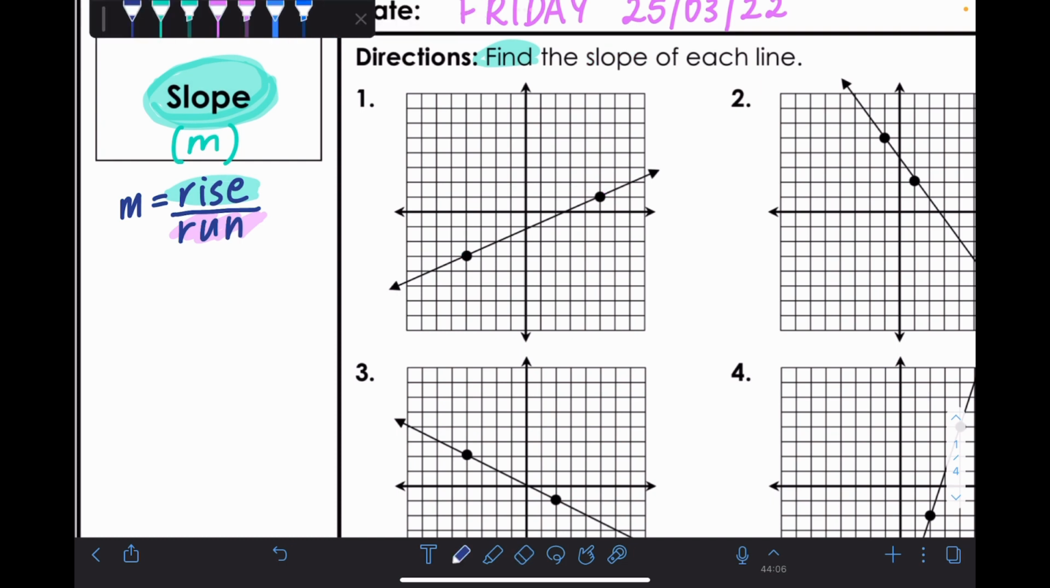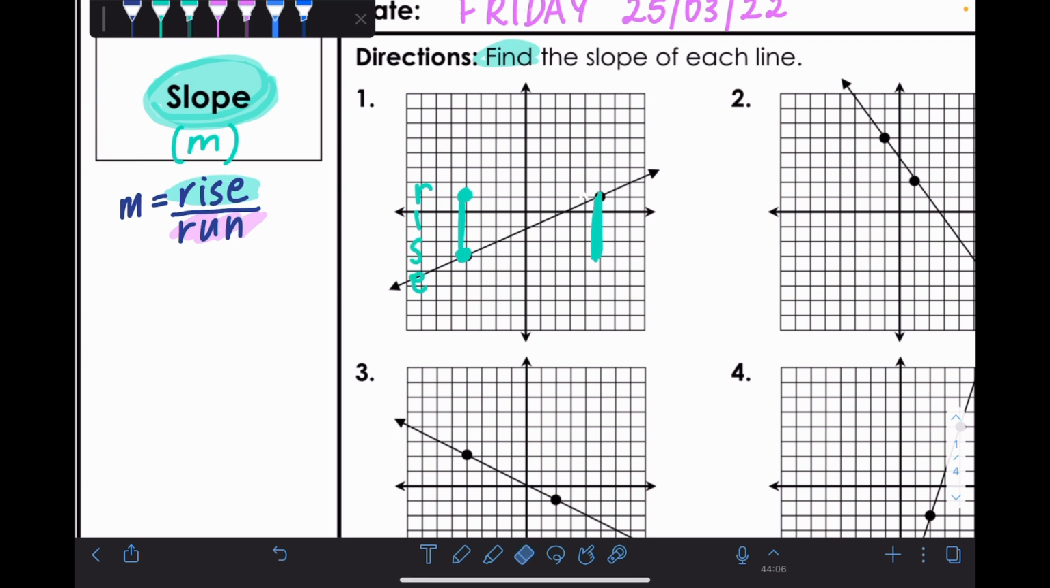This first method, using our rise over run, is super duper easy. It's as simple as having a look and going, okay, rise, which is our y value, how much is it going up? How far is it vertically from this bottom point to this top point along here? This is our rise.